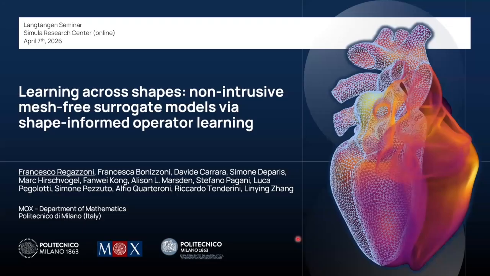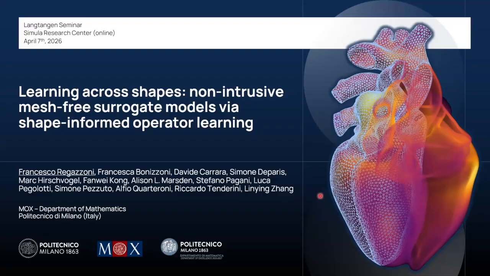Okay, great. Thank you very much for the opportunity of giving this presentation, and thank you for the introduction. So first of all, let me mention that what I'm going to present today is the result of the work of many people that you can see listed on this slide. So today I will talk about learning across shapes: non-intrusive mesh-free surrogate models via shape-informed operator learning.